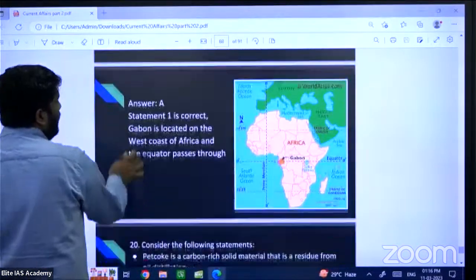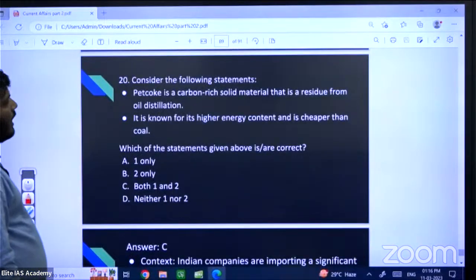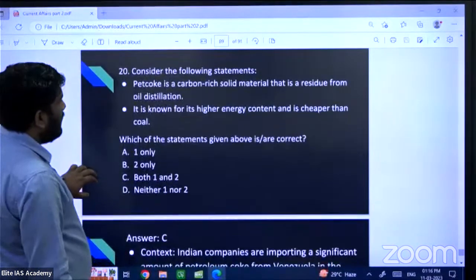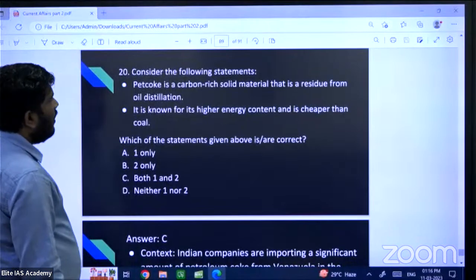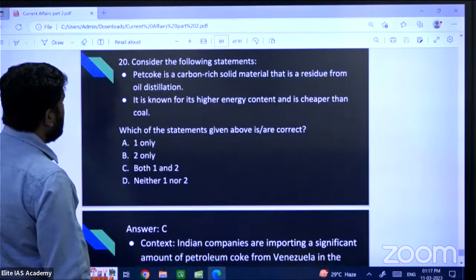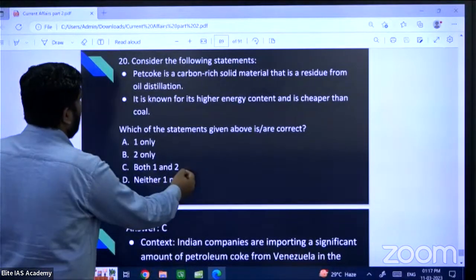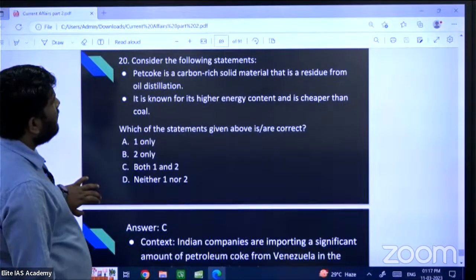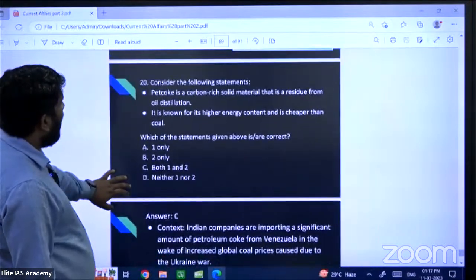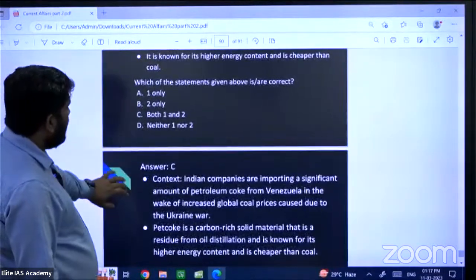Last question of today's session is, consider the following statements. Pet coke is a carbon-rich solid material that is a residue from distillation. It is known for higher energy content and is cheaper than coal. The option asked is both 1 and 2. Pet coke is a carbon-rich solid material that is residue from oil distillation, known for higher energy content and cheaper than coal.